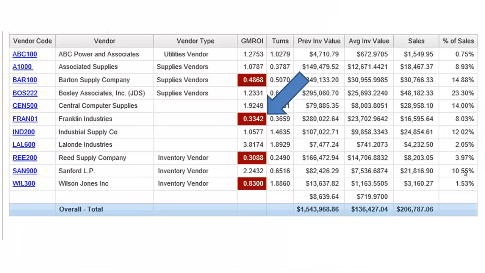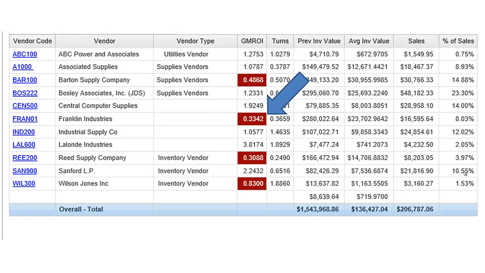The GMROI shows you turns, previous inventory value, your average inventory value, the sales, your percentage of overall sales. Okay, so it shows you this data, and it calculates the GMROI based on that data. And obviously you can see some of my vendors have a GMROI above 1. There's one vendor there that has a GMROI of 3.2, and those are good GMROIs, meaning you're making good profitability based on your investment.